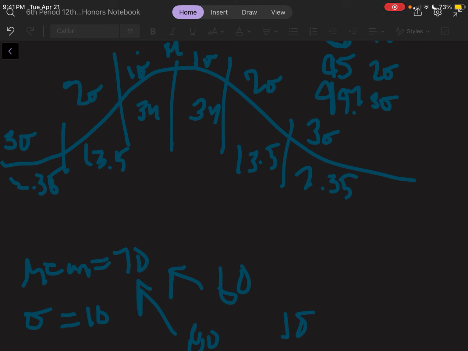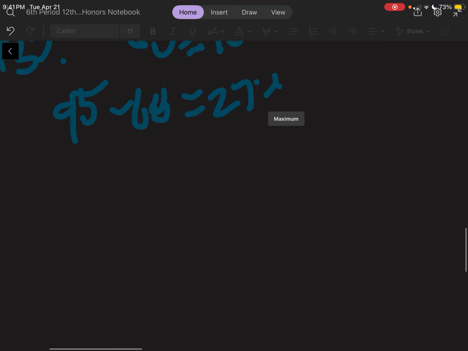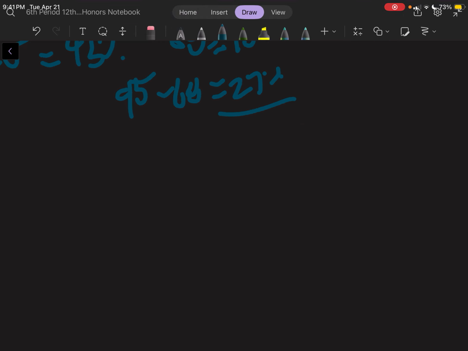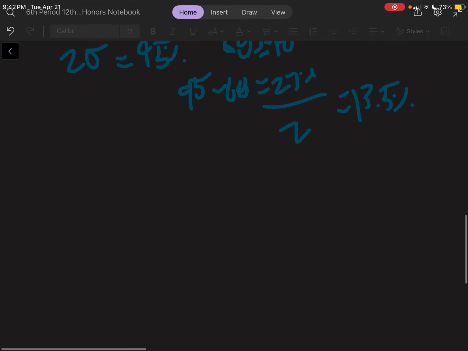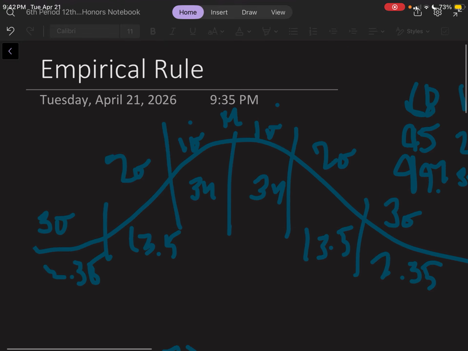Now, since you're finding what's between the first and second standard deviation, you're going to subtract 95 minus 68, which is 27. And then you divide the 27 by 2, since there are two sides to the bell curve, and that equals 13.5%.